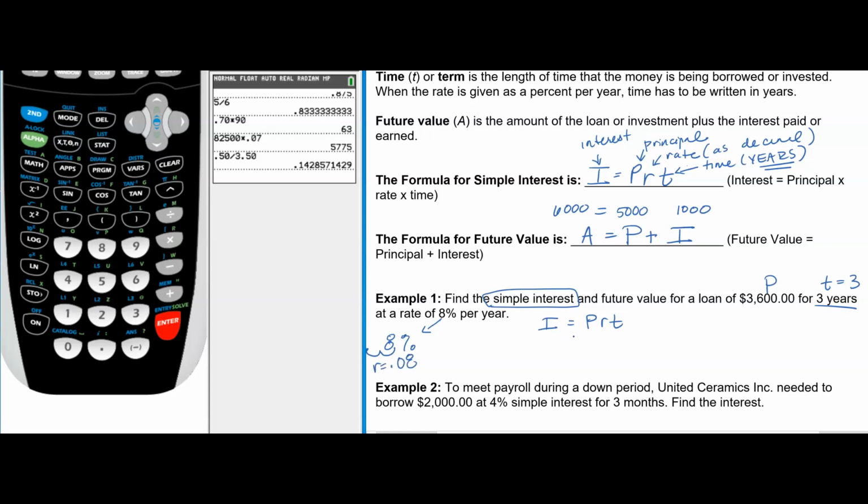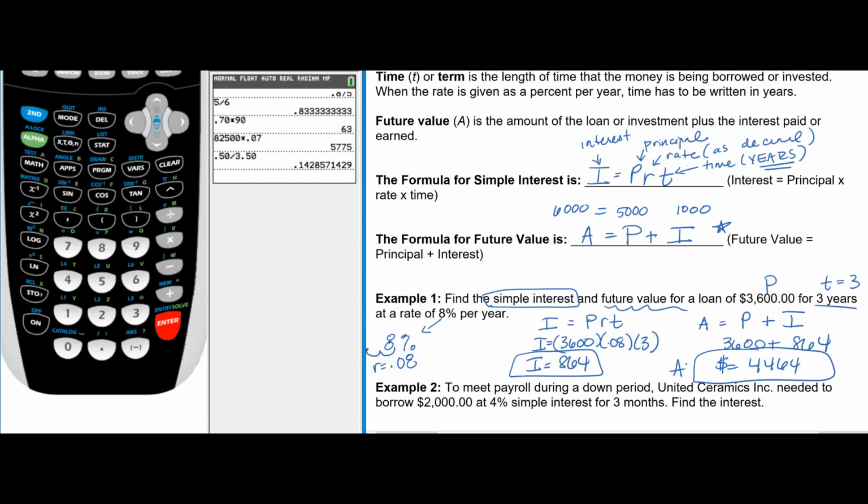So let's plug in what we know here. The interest is going to be 3,600 times 0.08 times 3. If we multiply those all together, we get 864, and that's the interest amount. Notice it didn't ask for the interest though, it asked for the future value. That's what you end up having to pay back altogether. So if we look at that formula up here, we're going to take the principal and add the interest to find the future value. So the principal was $3,600 plus $864. You end up getting $4,464 altogether. So that's going to be your future value, or what we call A.